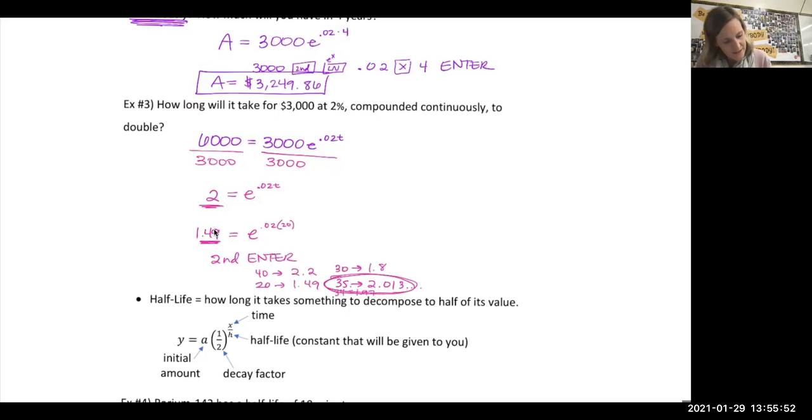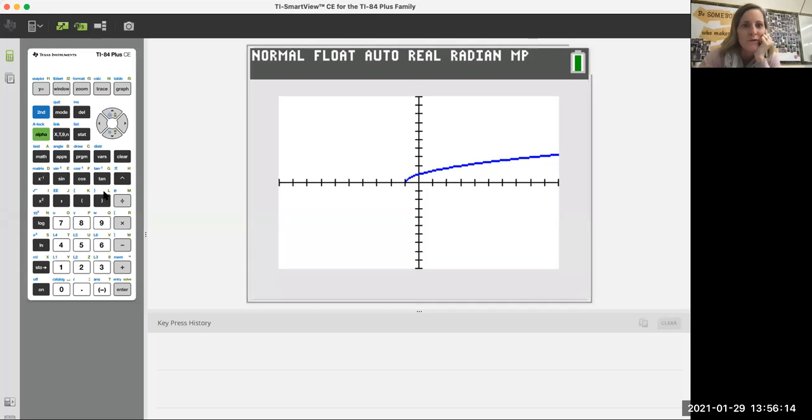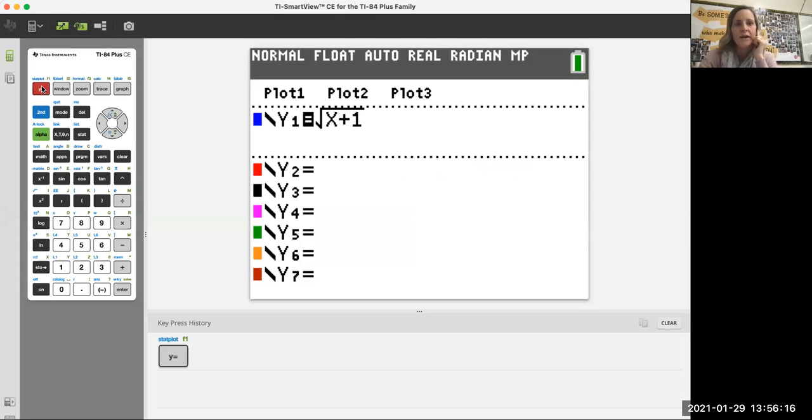So how long would it take? It would take 35 years. Okay, now if you don't want to do it that way, let me show you how you could graph. I need to share my calculator here. Okay, so if you're going to do it this way, then you go to y equals, and you would put in, we're going to the e, so second e to the x.